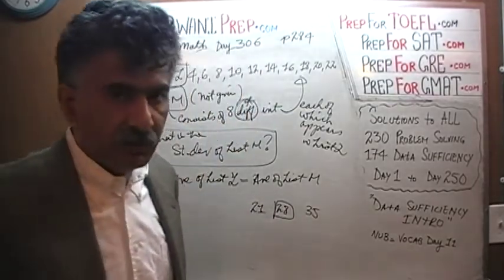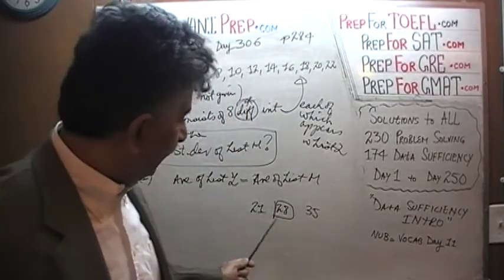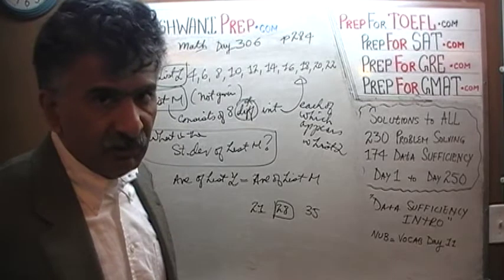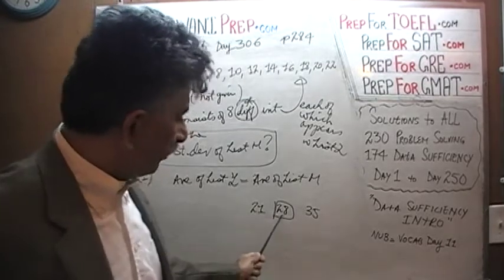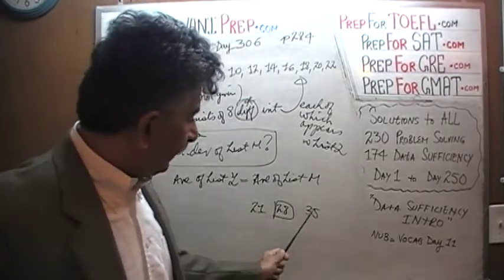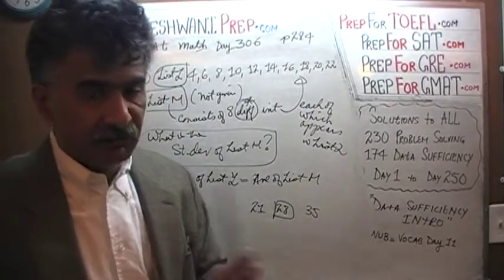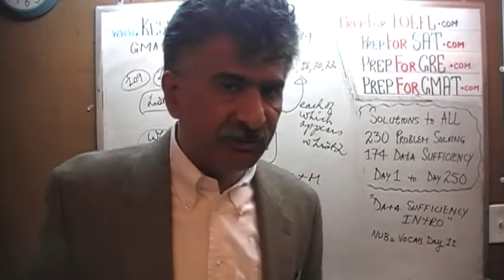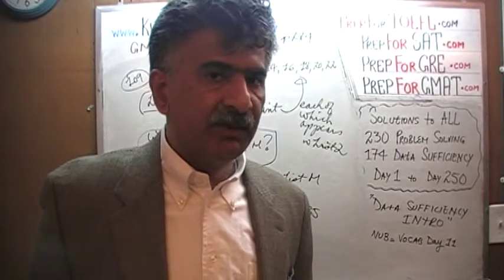The reason the average is exactly 28 is because they are evenly spaced. Evenly spaced means that the difference from 21 to 28 is 7, and the difference from 28 to 35 is also 7. As long as they are evenly spaced, the average has to be the number that falls in the middle.